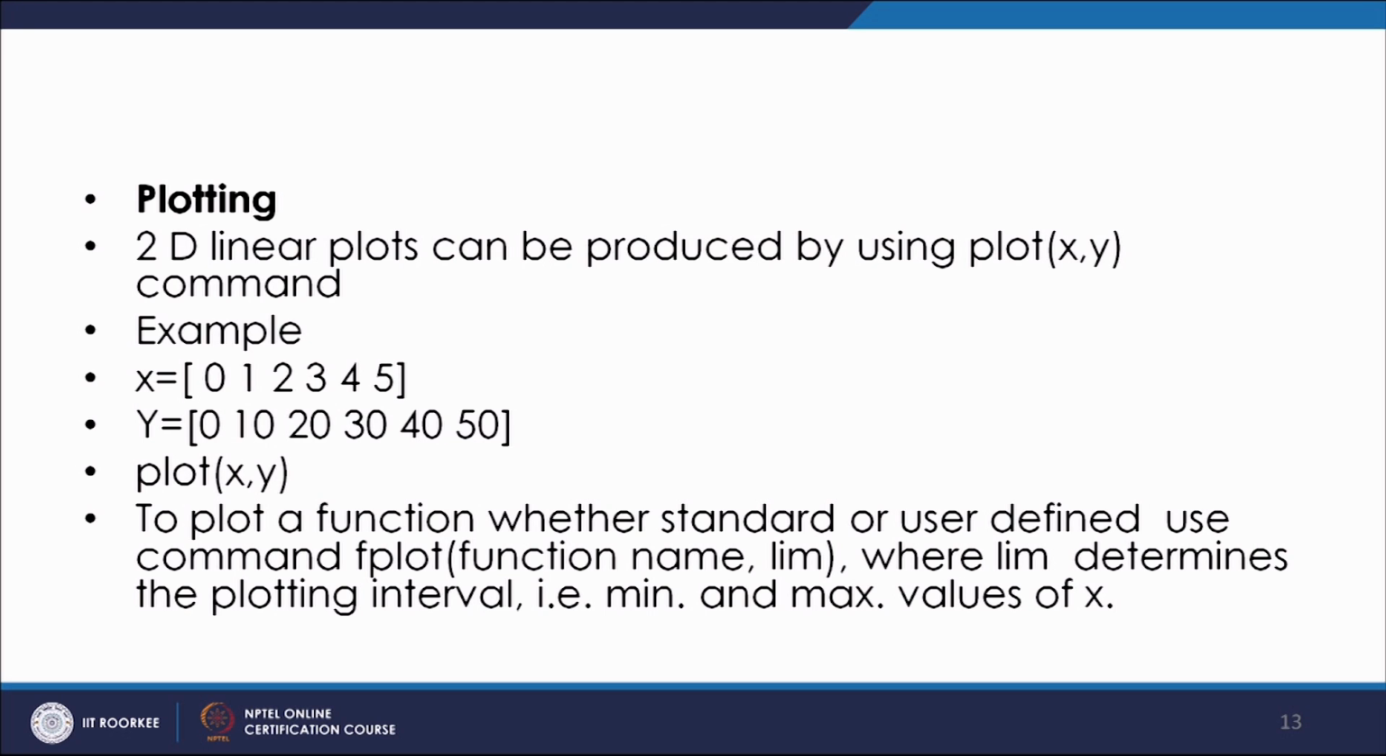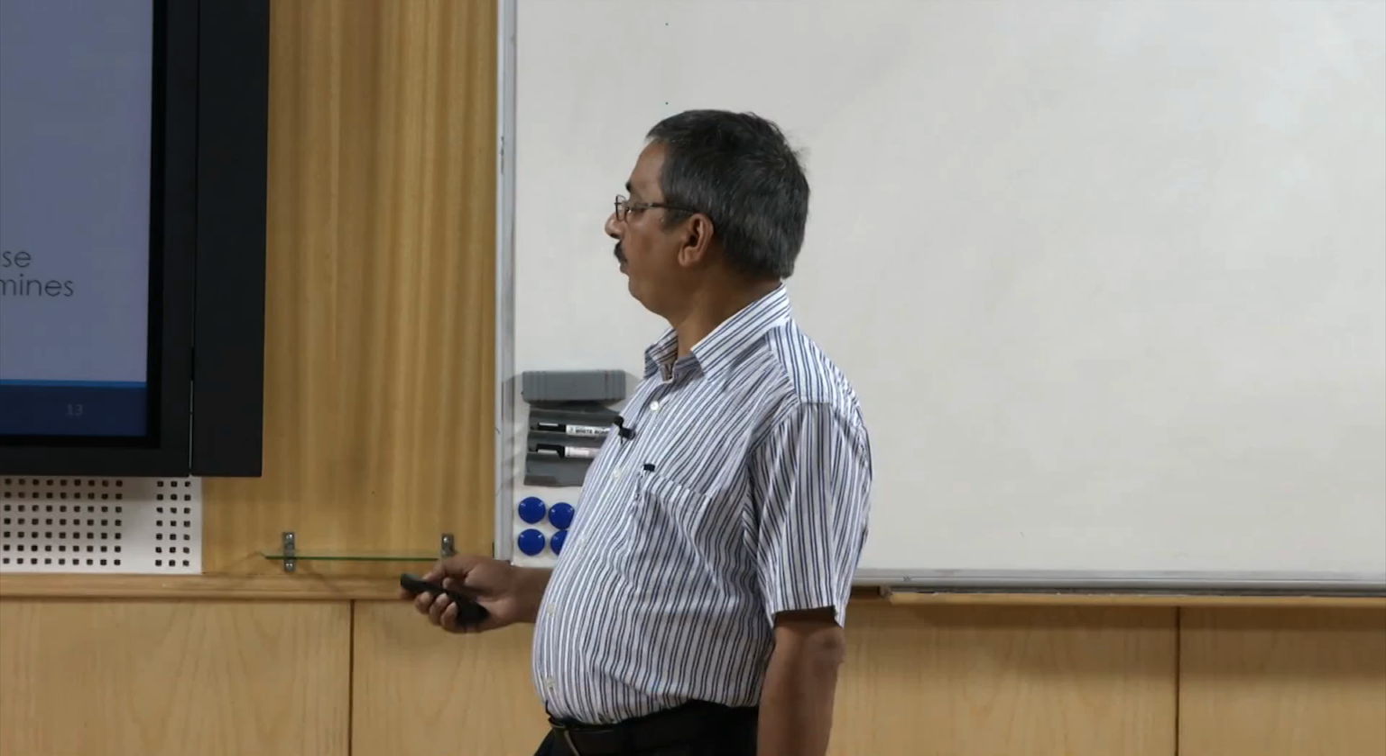For example, if I specify x as 0, 1, 2, 3, 4, 5 and then I specify y again as 0, 10, 20, 30, 40, 50, the plot xy will be plotting this. To plot a function, whether standard or user defined, use the command fplot. For plotting a function we can just put an f at the beginning of plot. That way we can plot the function.